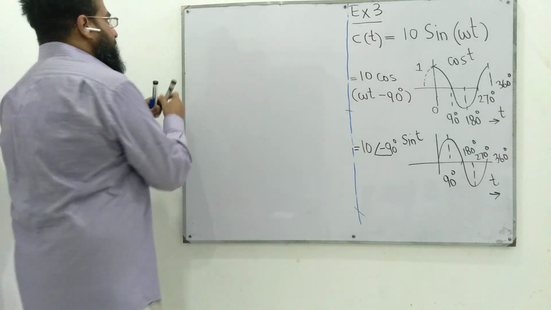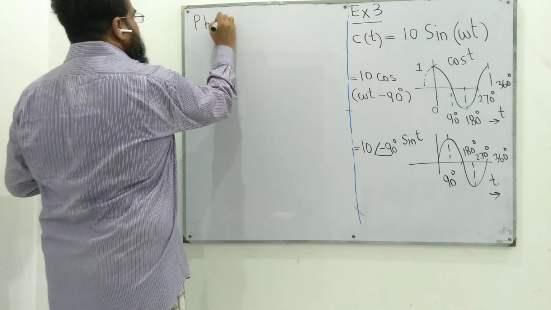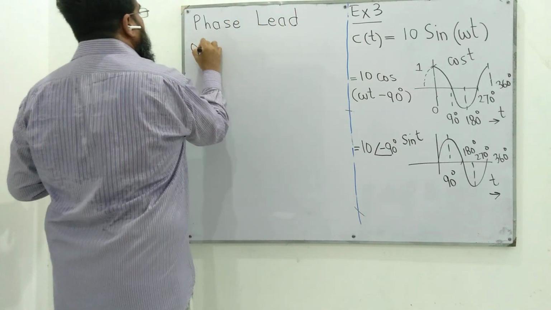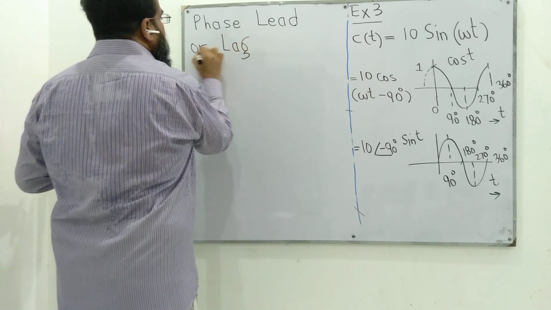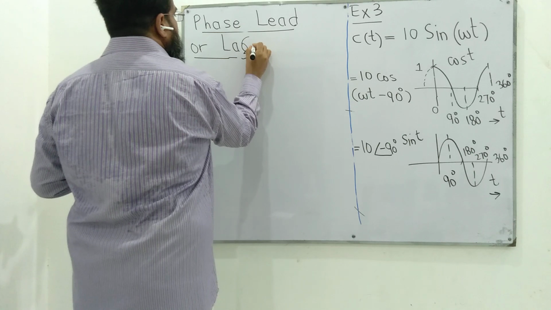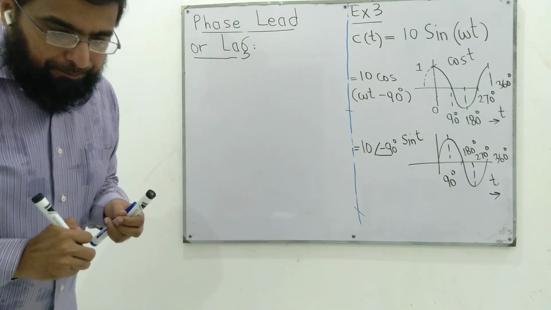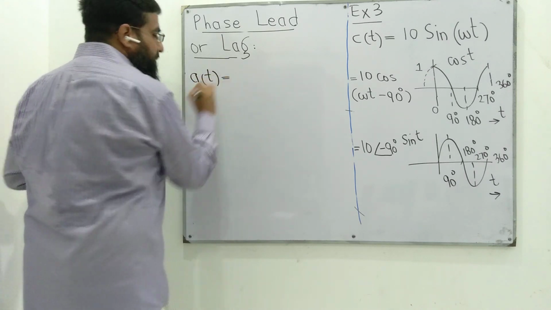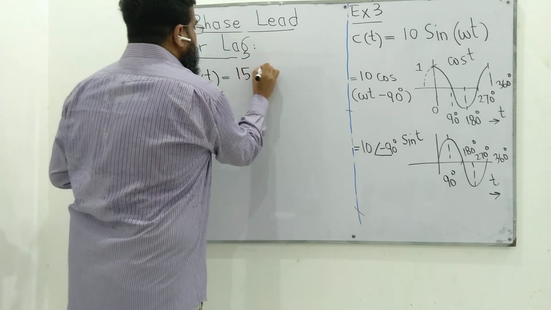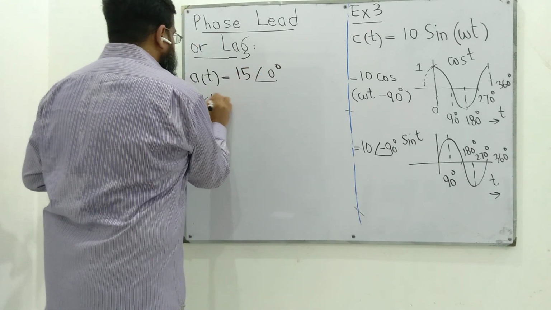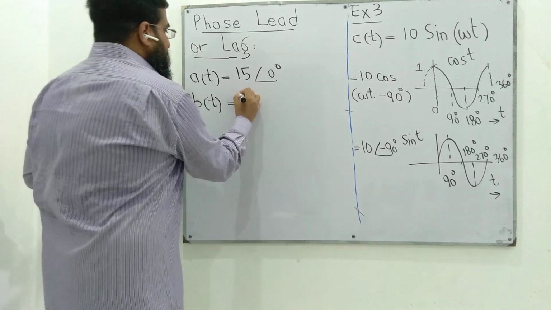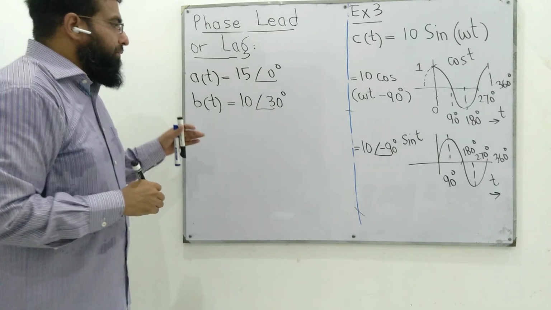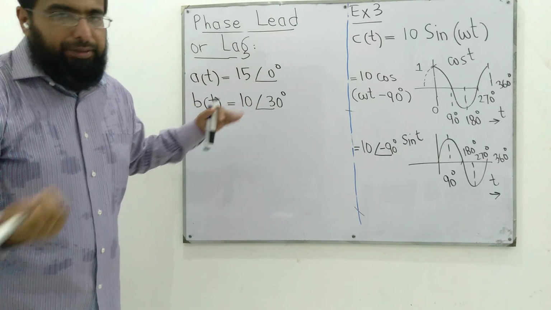The last thing that we will study in this short lecture is the concept of phase lead and lag. In order to establish that two signals lead or lag, we have to compare them on a scale. We are given a signal A of t equal to 15 at an angle of 0, and another signal B of t given to be 10 at an angle of 30, and we have to establish which of the two is lagging the other or leading.